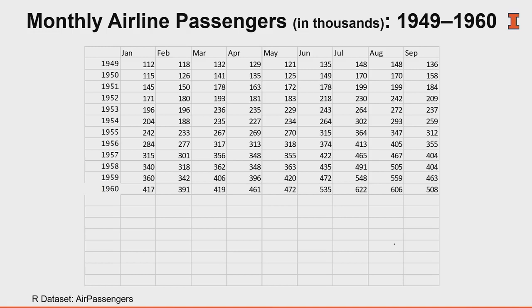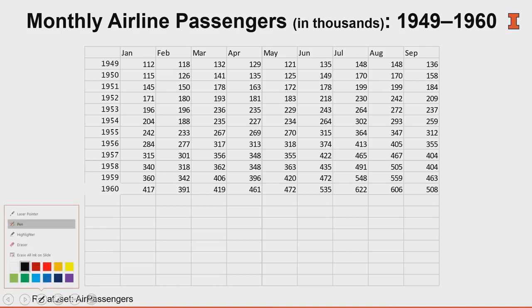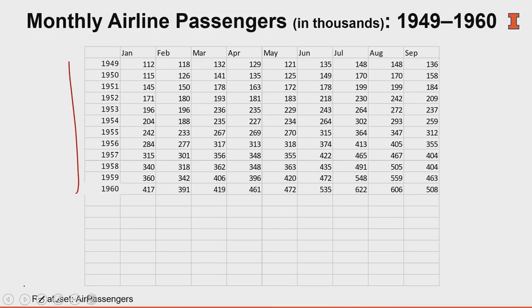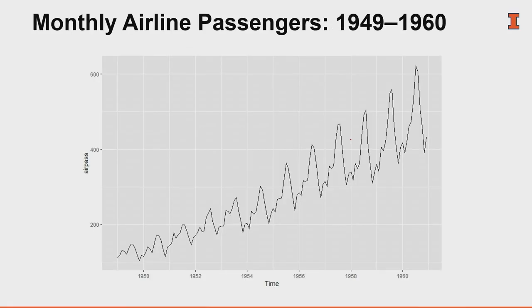This is international airline passengers in thousands from the years 1949 to 1960. You can see going down the left-hand side of the screen is the year, and then months going across. If this were time series data, you would look at this row first of 1949 and then wrap around to 1950, et cetera. Here is the graph of the data. And one of the first things you want to do when you get some data is to graph it and make some visualizations.